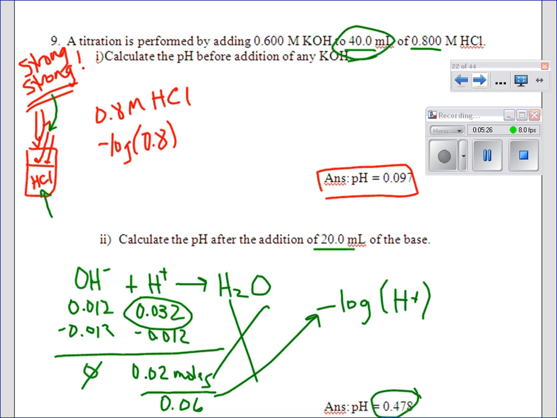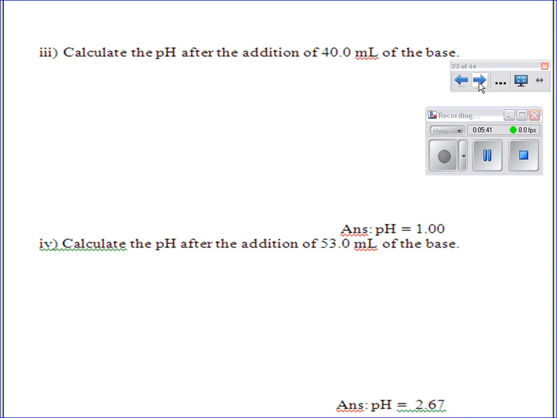And that H plus was... and then we took the negative log of that, and we got our pH. So far, so good. So we're going to keep moving along with the titration, and we're going to keep adding.